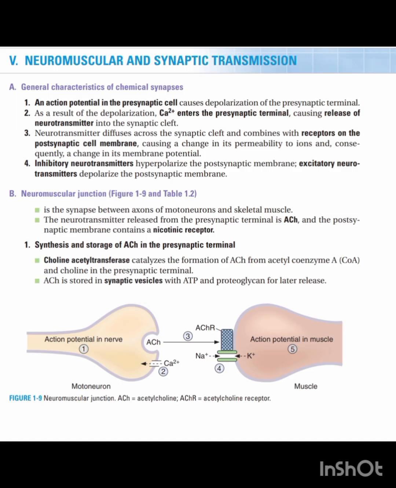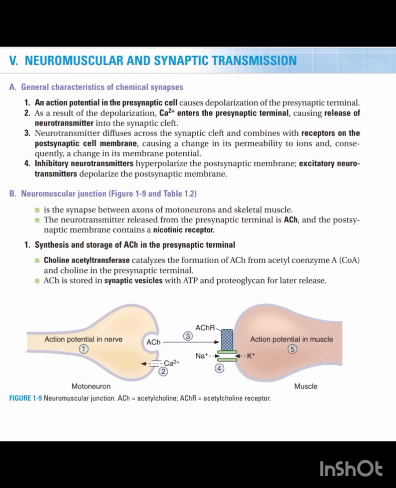Okay, now open your BRS physiology book and we will get through this together. The first thing we have is the general characteristics of the chemical synapses. The first point is the action potential in the presynaptic cell. It causes the depolarization of the presynaptic terminal. So when the action potential reaches the presynaptic cell, it causes the depolarization of the presynaptic terminal, and as a result of depolarization, calcium enters the presynaptic terminal through the depolarization sensitive calcium channels that I have talked about in the diagram, and this causes the release of neurotransmitter into the synaptic cleft.